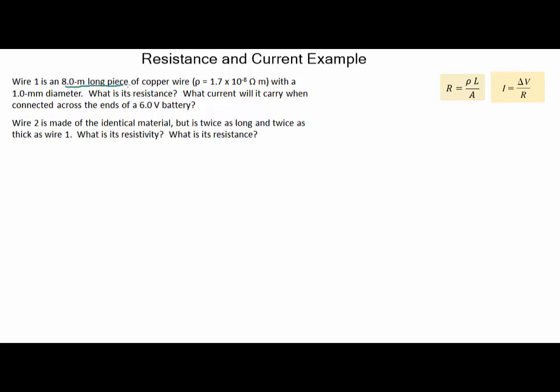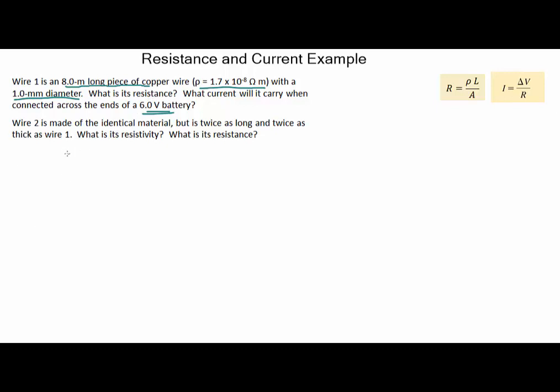So our question for today states that wire 1 is an 8-meter long piece of copper wire. So we know the length of the wire, and because it's copper, the resistivity of copper is also given to us as 1.7 times 10 to the negative 8 ohm meters. And it continues to say that the wire has a diameter of 1 millimeter. So we know the physical properties of the wire. The question asked is, what is its resistance? And then what current will it carry when connected across the ends of a 6-volt battery? Then there's a second question about wire 2, and we'll get to that after we solve this first question.